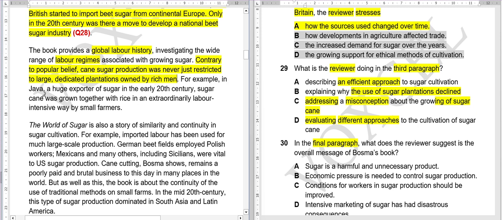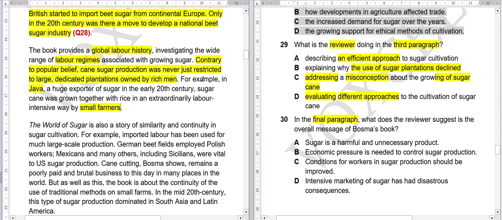For example, in Java, so it should be the name of a place, a huge exporter of sugar in the early 20th century, sugarcane was grown together with rice in an extraordinarily labor-intensive way by small farmers. So they're talking about not only rich men, but small farmers also grew sugar. I hope it is clear. You know the drill. You have around 10 seconds. The time starts now.